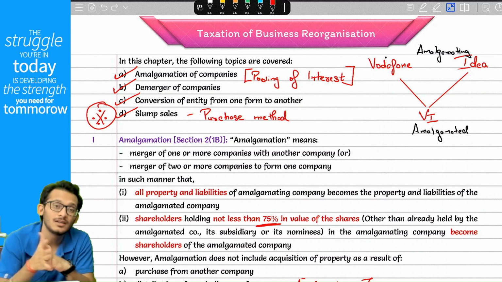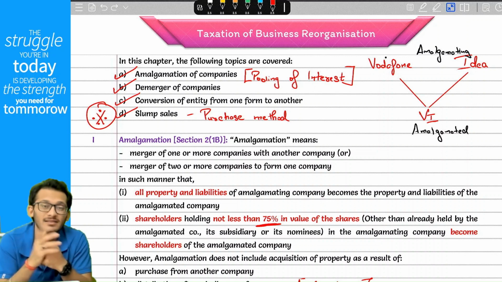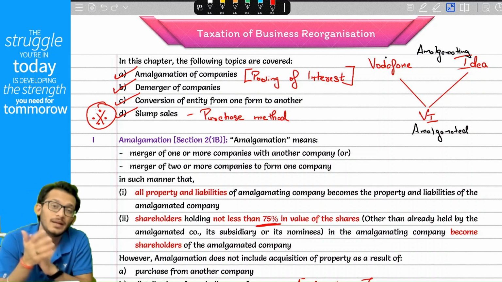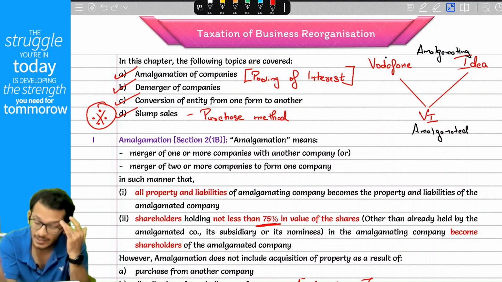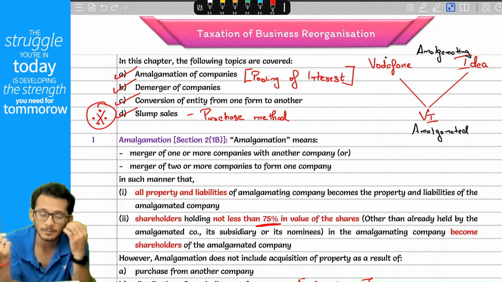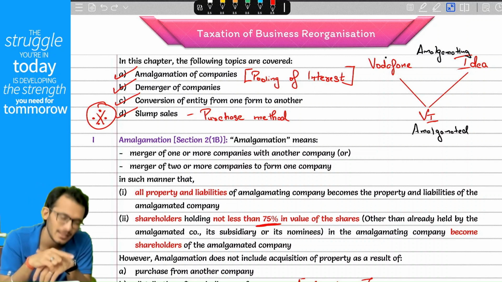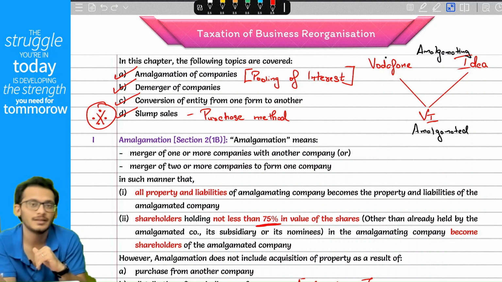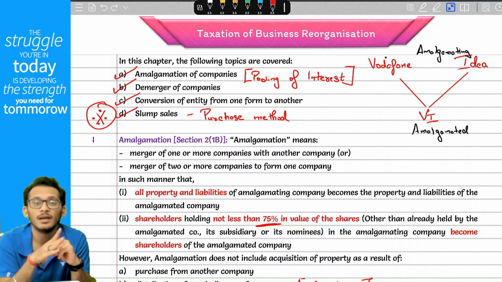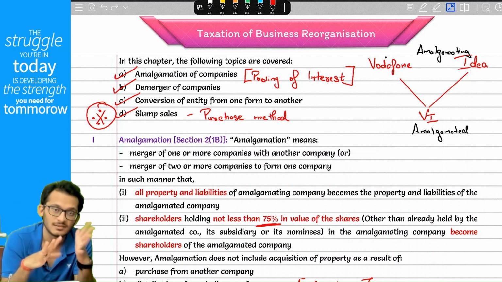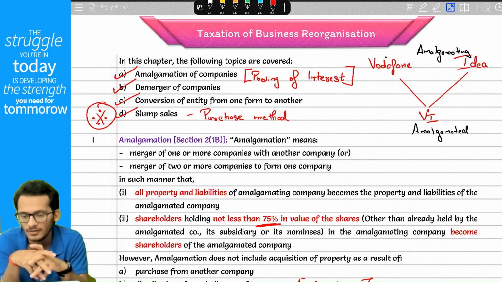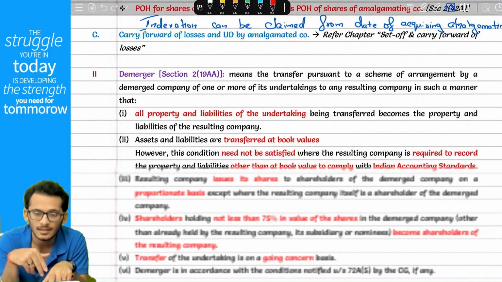If the shareholders of the amalgamating company are receiving shares of the amalgamated company, in that case also it is not regarded as transfer. The shares of the amalgamated company will have the cost of acquisition of the amalgamating company shares. Period of holding of amalgamated shares will include period of holding of amalgamating shares. Indexation will anyway be available from the old shares itself. Next comes your demerger.